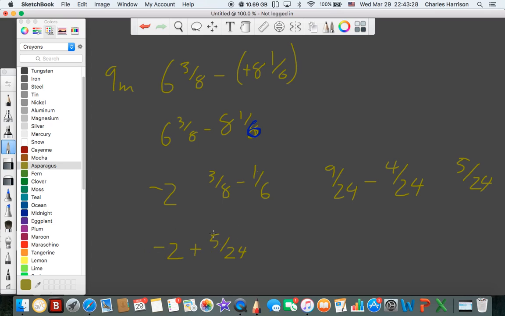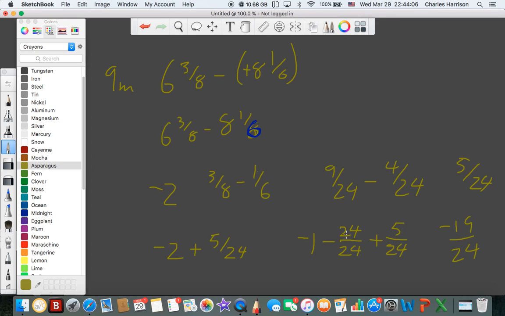So we have a negative and a positive. We can't have that. We have to have them both have the same sign. They both have to share the same sign. So we could rewrite this negative 2 as negative 1 minus 1, and we can make that negative 1 really negative 24 over 24. And then when we plus the 5 to the 24, we're going to get a negative 19. So that equals negative 19 over 24. So now that works.